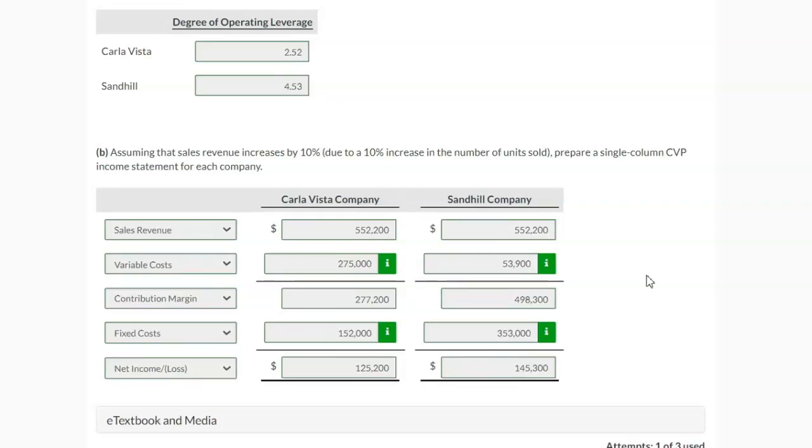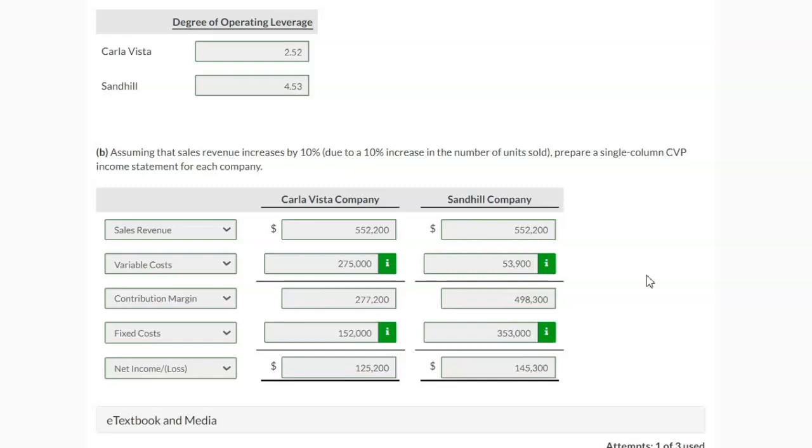The sales are the same, but look at the difference in profits. Beyond that break even, you see at 100,000, they're both equal. But beyond that, the one with the higher degree of operating leverage, their profit is going to go up. For every percentage increase, Sandhills' profit is going to go up 4.53%. For every percentage increase, Carla Vista's profit is going to go up 2.52%.